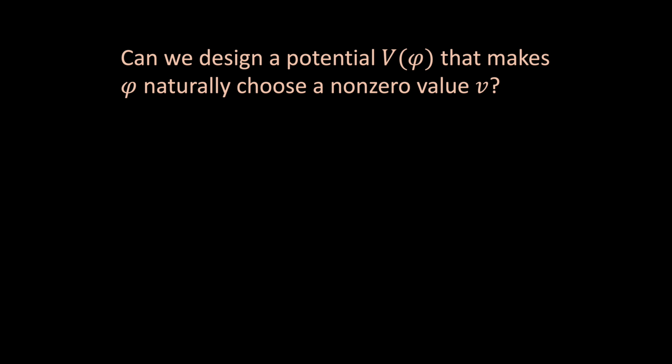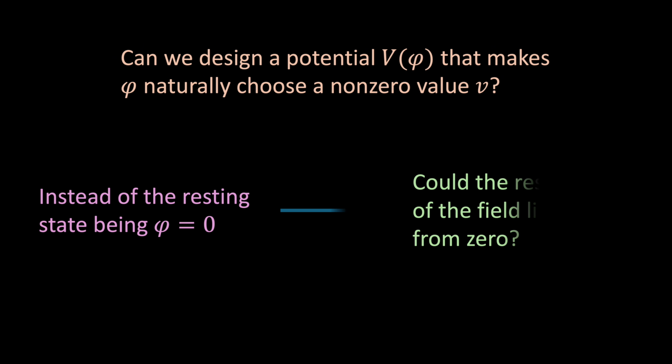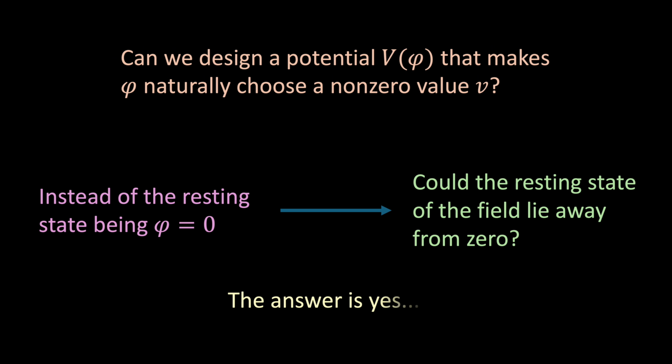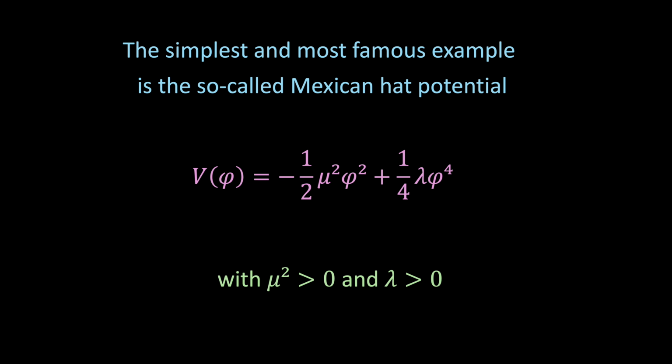So the question is this: can we design a potential V of phi that makes phi naturally choose a non-zero value v? In other words, instead of the resting state being phi equal to 0, could the resting state of the field lie away from 0? Well, the answer is yes. The simplest and most famous example is the so-called Mexican hat potential, which takes the following form, where mu and lambda are both constants and both mu squared and lambda are greater than 0.